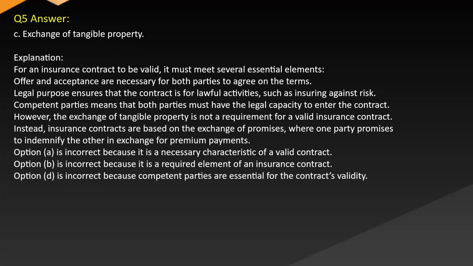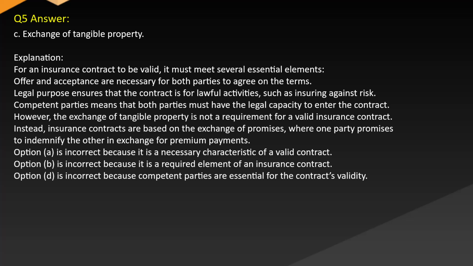Answer C. Exchange of tangible property. Explanation: for an insurance contract to be valid, it must meet several essential elements. Offer and acceptance are necessary for both parties to agree on the terms. Legal purpose ensures that the contract is for lawful activities such as insuring against risk. Competent parties means that both parties must have the legal capacity to enter the contract.